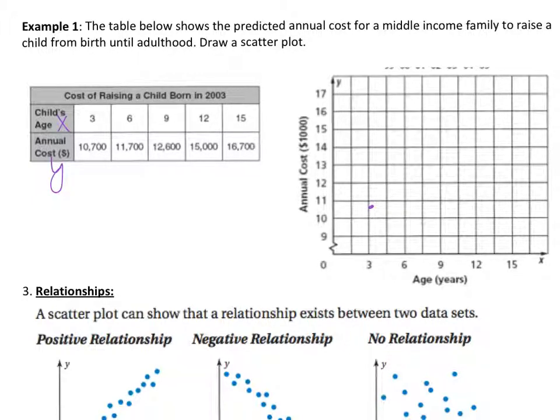Next point is X is 6, Y is 11,700. So over 6, up a little below the 12. When X is 9, it is 12,600. So a little between the 12 and the 13. When X is 12, it is 15,000 even. And then when X is 15, the cost is 16,700. So a little closer to the 17.